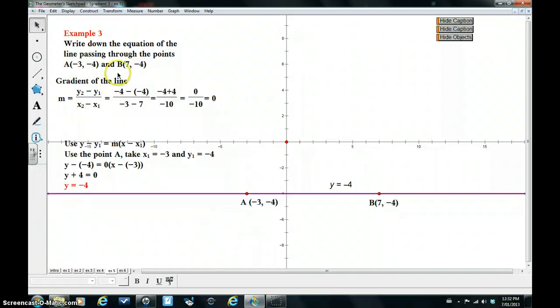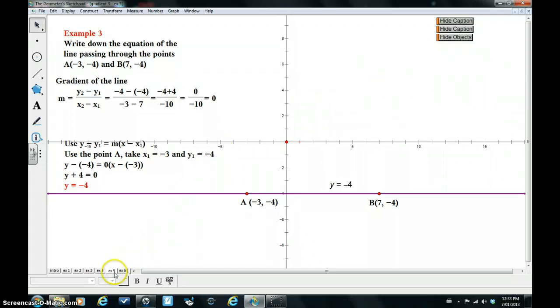Now you could have probably spotted that by being very observant and noticing that the line passes through the points -3, -4 and 7, -4, but the y coordinates are the same, so it's a horizontal line. And you should know that any horizontal line has equation y equals a constant, and because it goes through -4, the equation of the line would be y equals -4. So you could have done this question very quickly if you spotted that it's just a horizontal line going through the point y is -4. And remember, a horizontal line has 0 gradient.